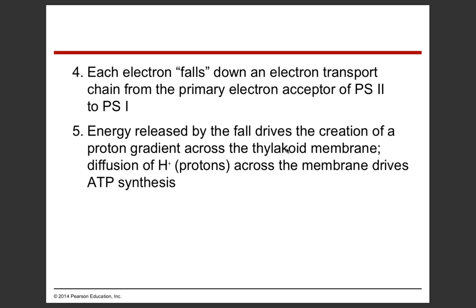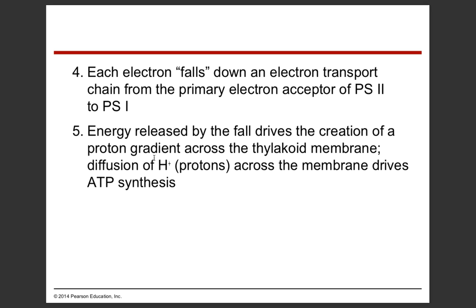Energy released by the fall drives the creation of a proton gradient across the thylakoid membrane. Diffusion of these H+ hydrogen protons across the membrane drives ATP synthase. This is when we're talking about electrochemical gradients, back when we talked about Torricelli in chapter 4, when we hit cellular transport.